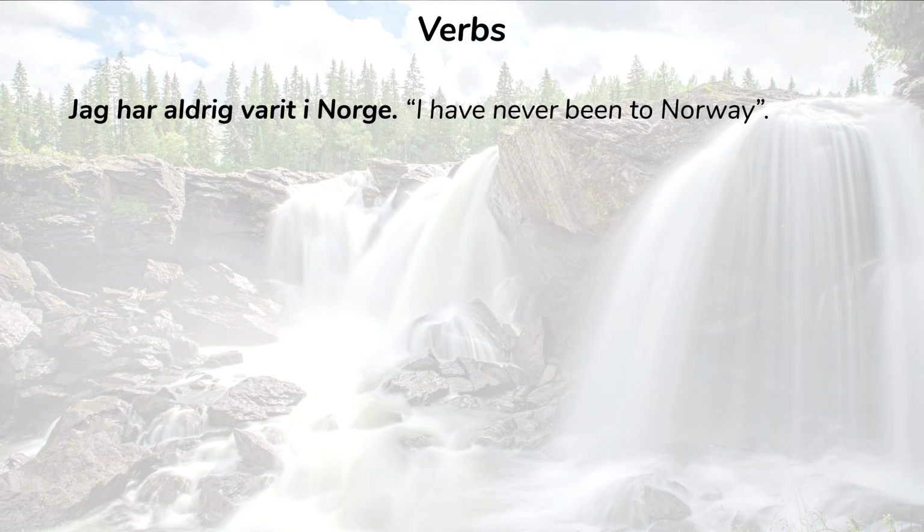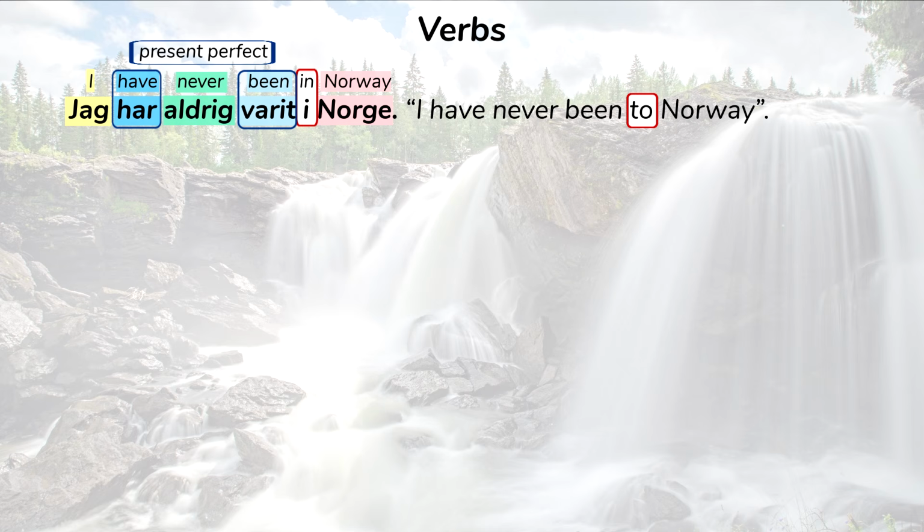Jag har aldrig varit i Norge. I've never been to Norway. Word for word it's I have never been in Norway. This is almost word for word the same as the English sentence, except that i translates as in rather than to. This sentence features the present perfect, which is formed in a similar way to its English equivalent. Notice that I said similar, not the same.